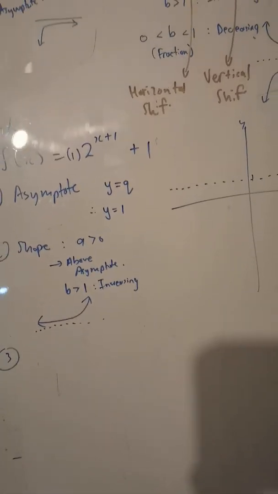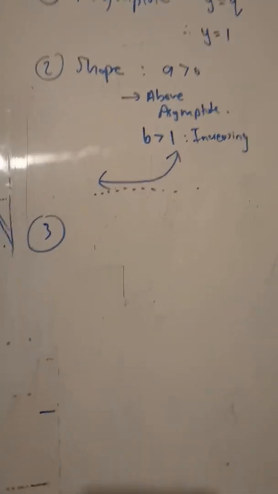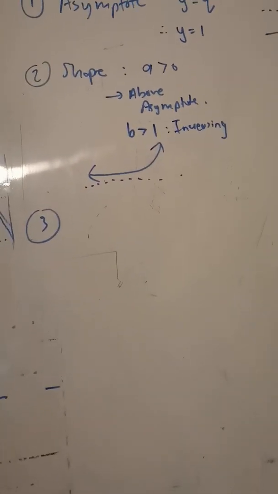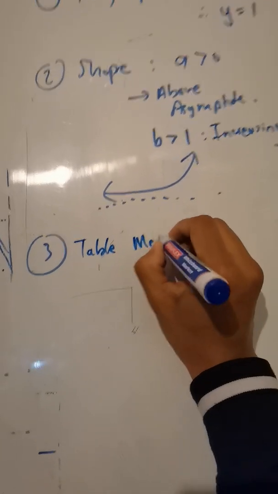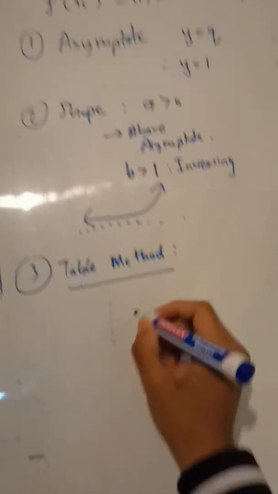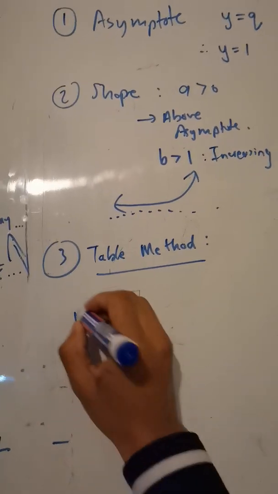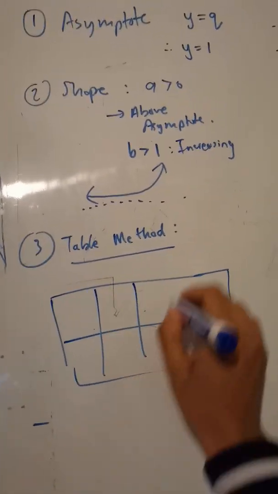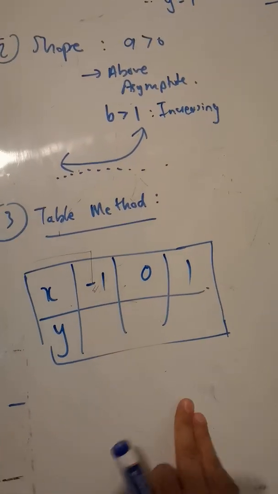Step number 3 is the method. You can either get the x-intercept and the y-intercept, but the method I want to use is called the table method. I like to use the table method to draw exponential graphs. For the table method, you just draw your table. You have your x and your y, and you go -1, 0, and 1.